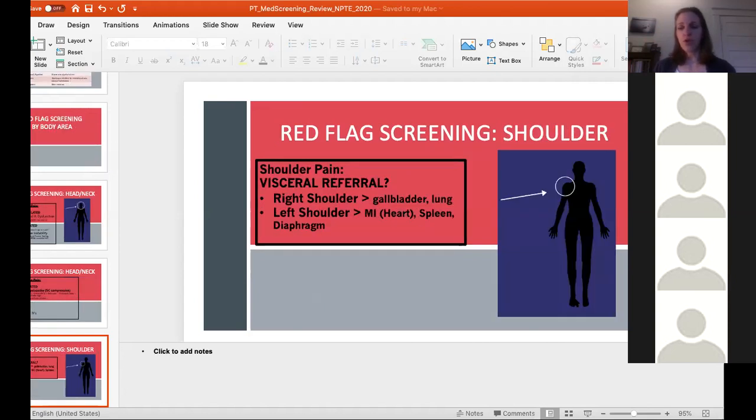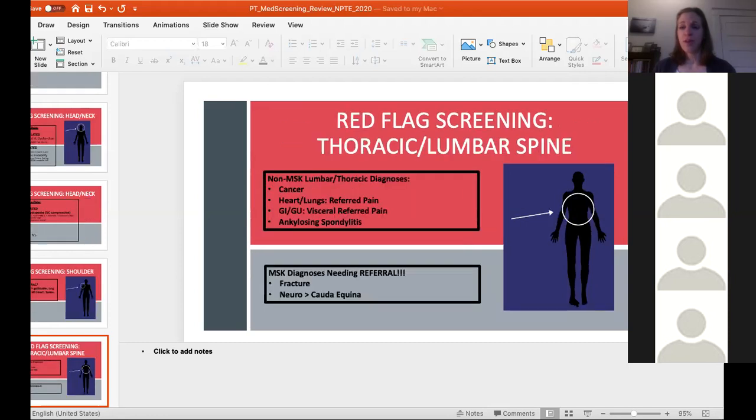Okay, moving into the shoulder. Shoulder is one of those areas where we do have some referral, and we start getting referral from organ systems, so coming from the thorax and abdomen. Typically, left shoulder pain referral we think of as a heart attack, MI, or heart and lung-based referral pattern. Right shoulder, though, can also be a source of referral from the gallbladder or lung. Left shoulder, we can see referral from spleen and diaphragm.